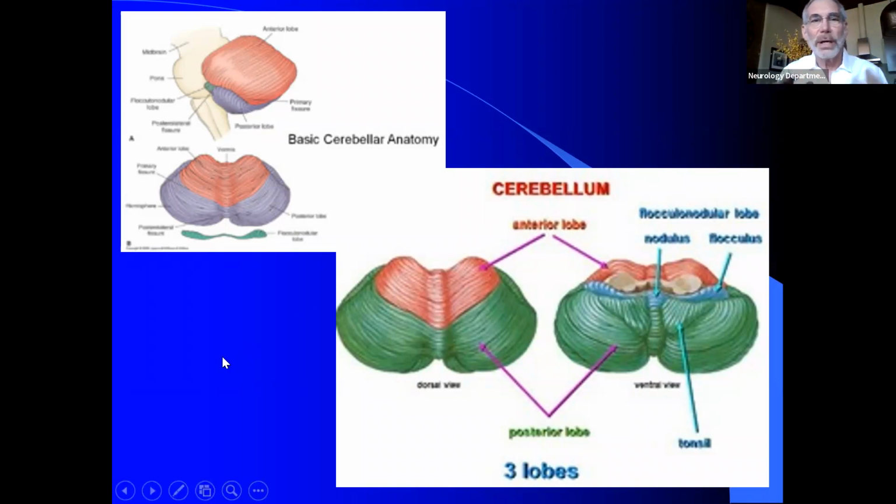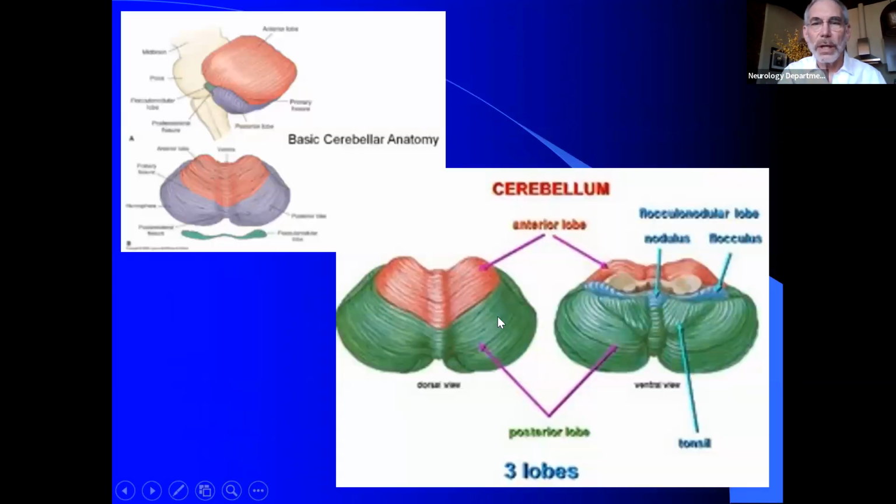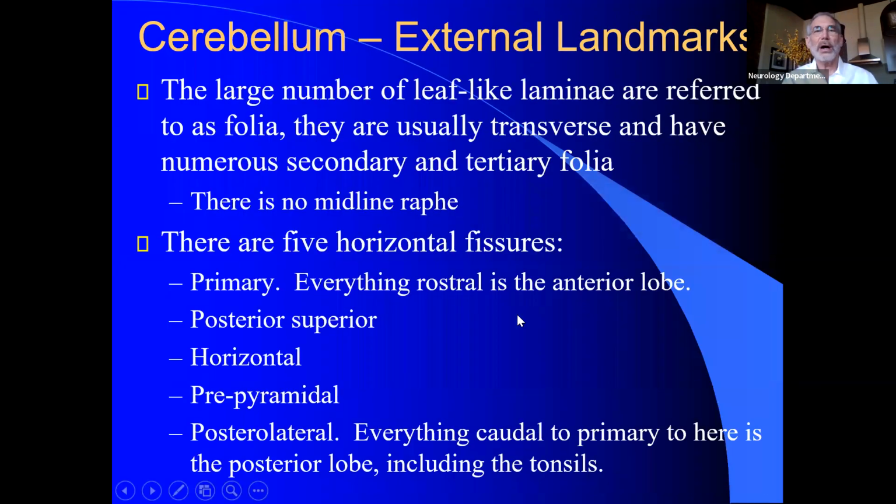When we get to the embryology, it will make much more sense. Meanwhile, here's the anterior cerebellum, here's the posterior cerebellum, and this is the primary sulcus. We'll look at sulci, but they're not really useful. All of those striations that you see, those folia, are transverse. There are numerous folia. One of the things that's really interesting about the cerebellum, and contributes to this notion of a suprasegmental structure, is that there's no midline raphe.